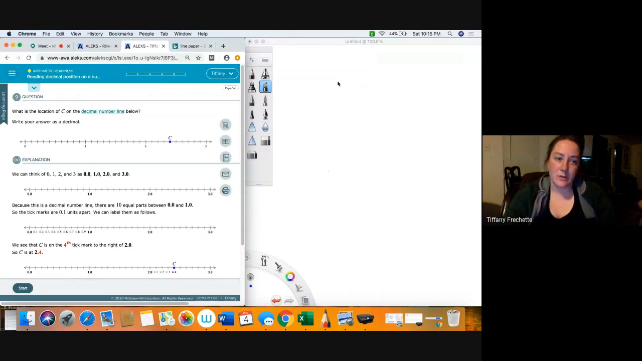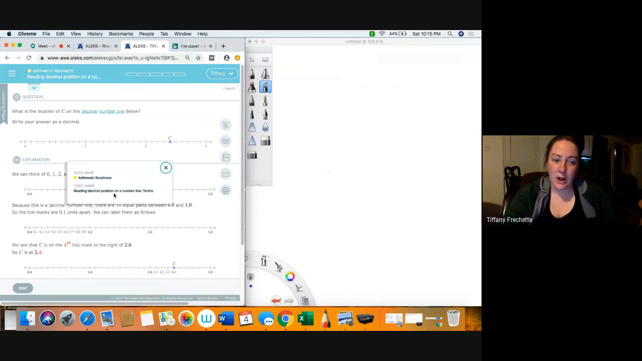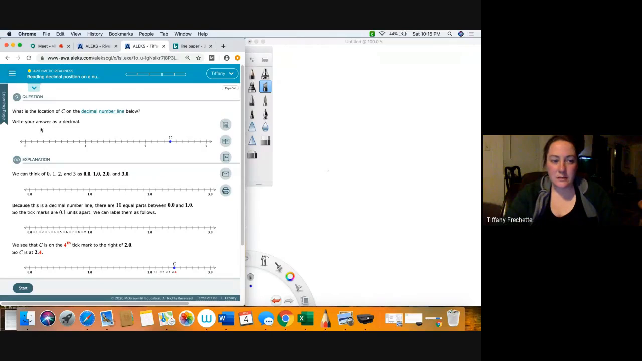This topic is called Reading Decimal Position on a Number Line Tenths. In this topic, they're going to have you break down a number into smaller pieces. So what is the location of C on the decimal number line below?